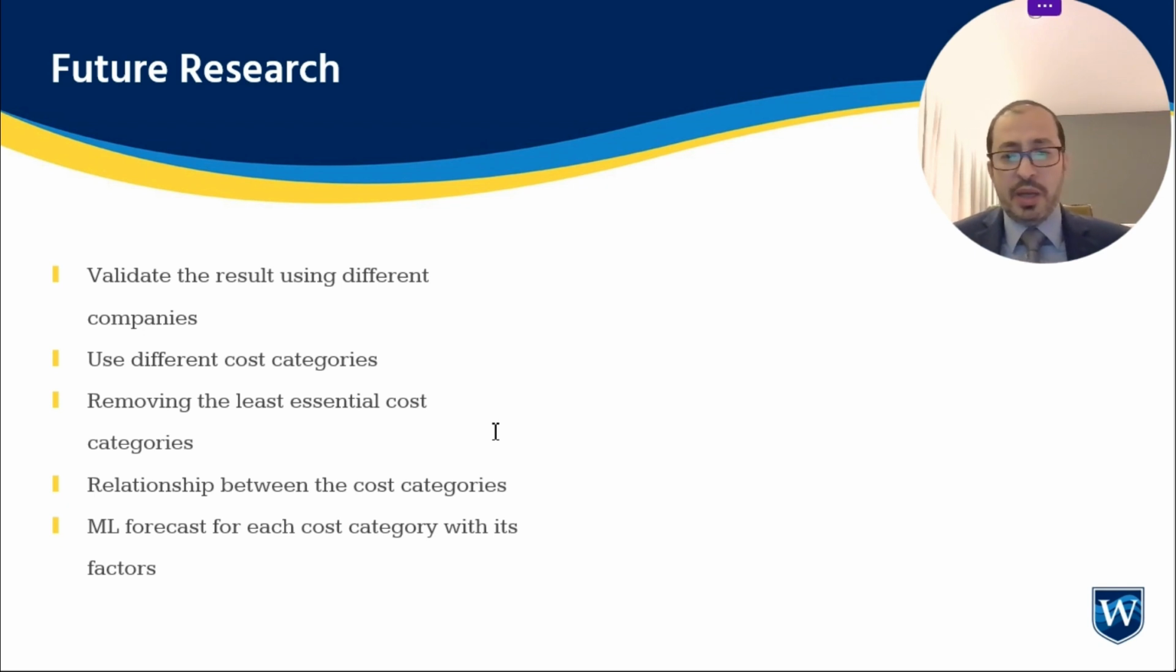We can also identify a relationship between cost categories. For example, we can say the installation cost can be like 10% of the material cost. That will really benefit the bidding team to minimize their effort and minimize the time consumed for building a budget.